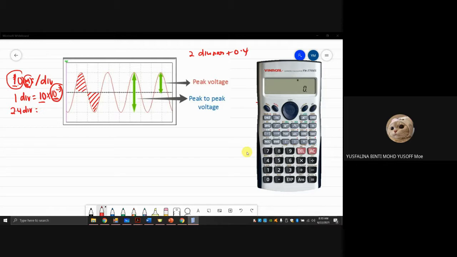Do you know how to calculate for this one? You don't know. Okay, so I explain again. 0.024. Okay, so let's see whether it's correct or not. Can you understand how I get 2.4 division here?